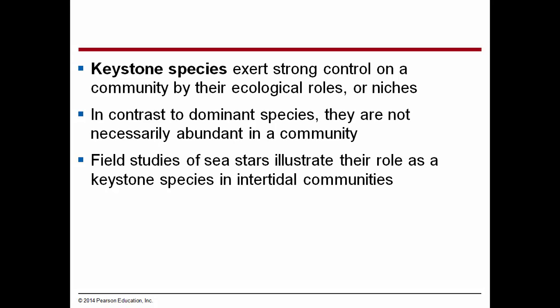Keystone species exert strong control on the community by their ecological roles or niches. In contrast to dominant species, they are not necessarily abundant in a community. Field studies of the sea stars illustrate their role as a keystone species in intertidal communities. An example of a keystone species might be jaguars in the neotropical forests in South and Central America. They feed on various prey species like the peccaries that I mentioned earlier, and also the deer and agouti, which is like a smaller rodent that's about the size of a beaver.